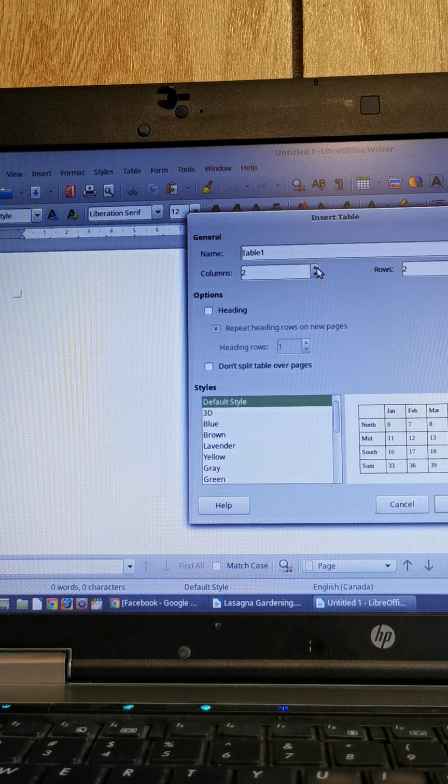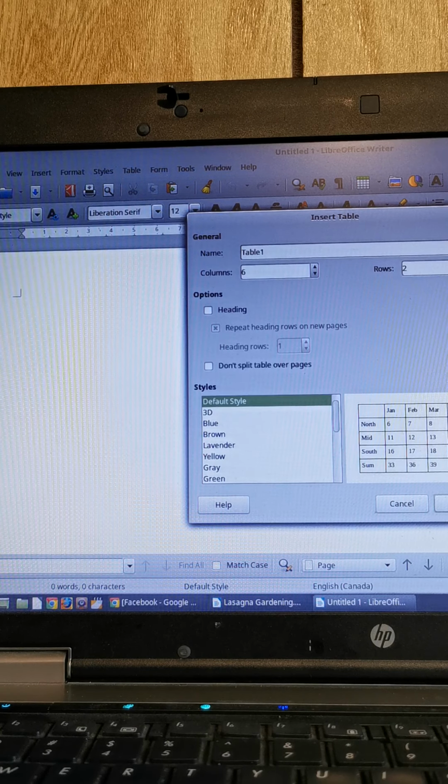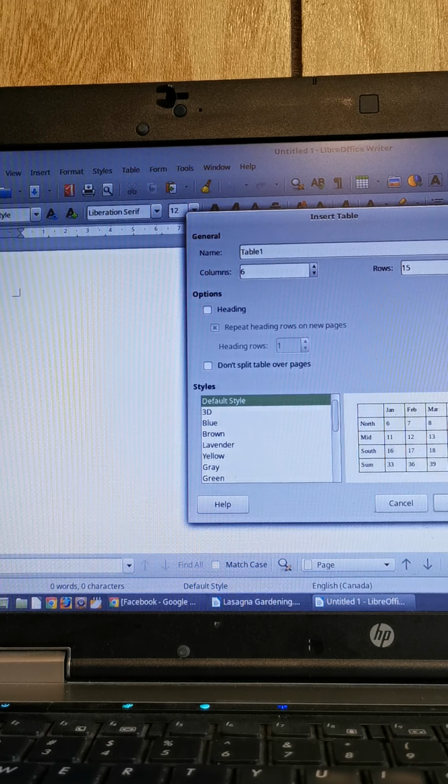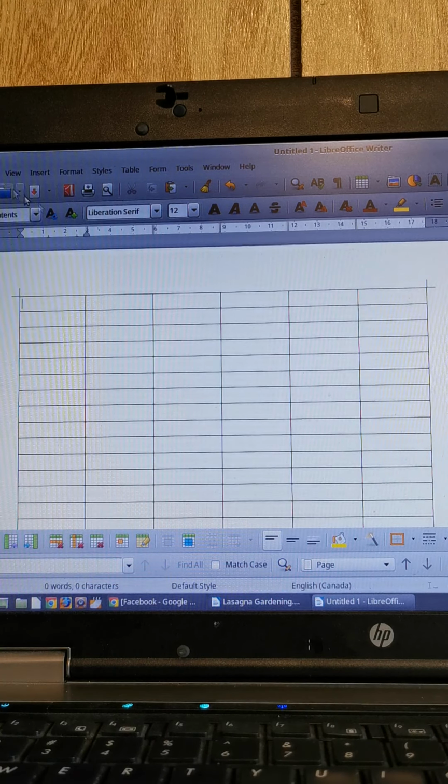So I think we need 6 columns. Now each Kanyen'kéha verb conjugates 15 times, and we're going to need 2 sets, so 30, plus 2 for the titles of each line. And so 6 columns, 32 rows, that sounds good. Okay.